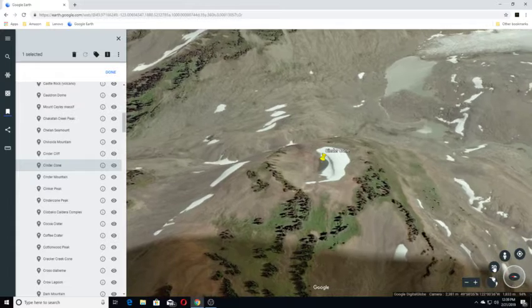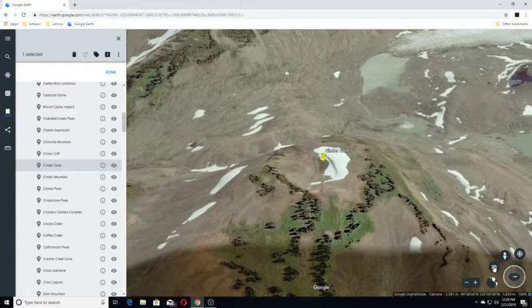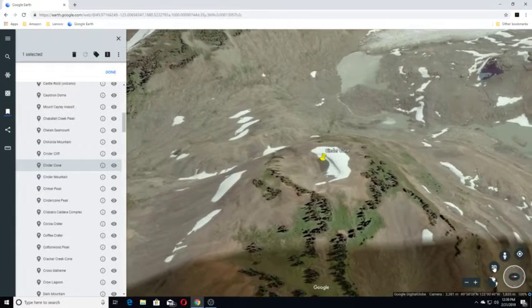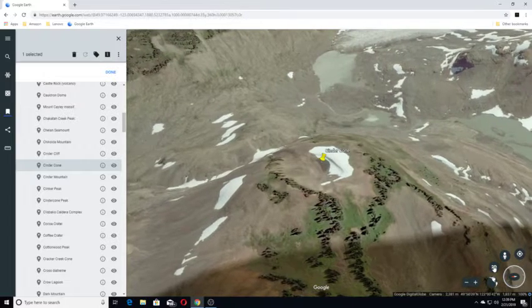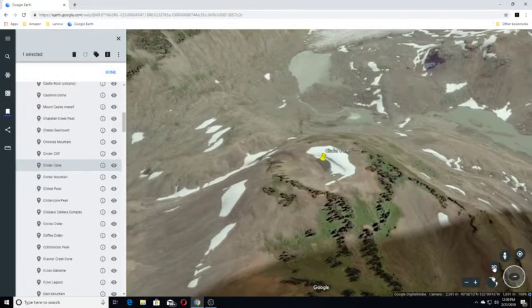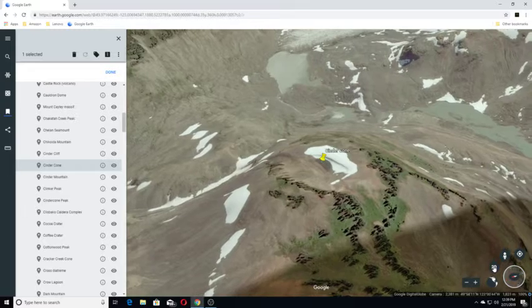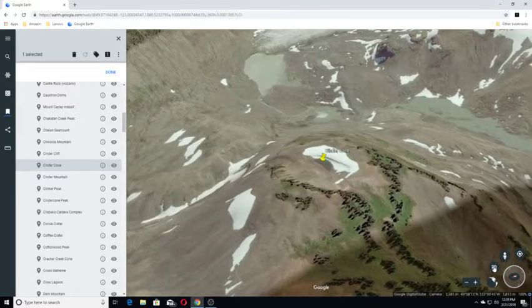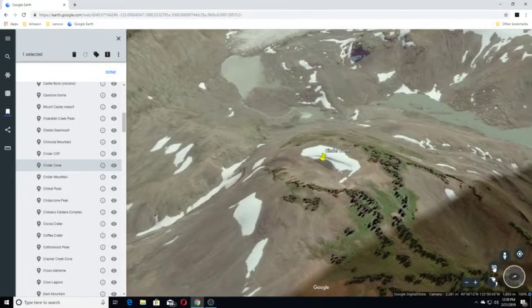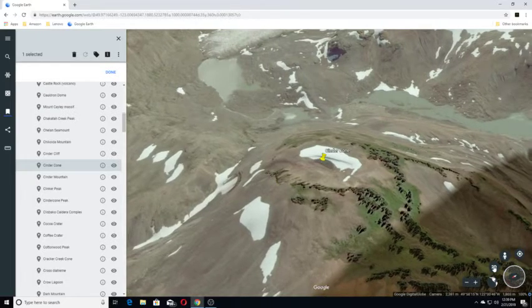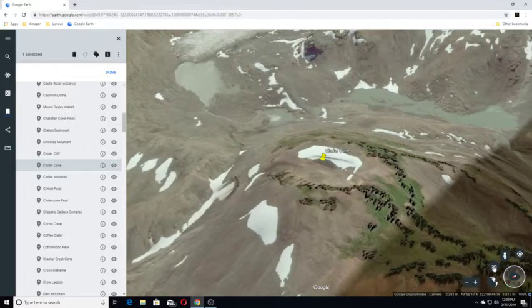Cinder Cone is surrounded by cinder flats and its crater is filled with meltwater during the summer. Cinder Cone is eroded easily by meltwater during the spring, washing the pyroclastics into the Valley of Desolation. Cinder Cone produced a 9-kilometer or 6-mile long lava flow during the early Holocene.